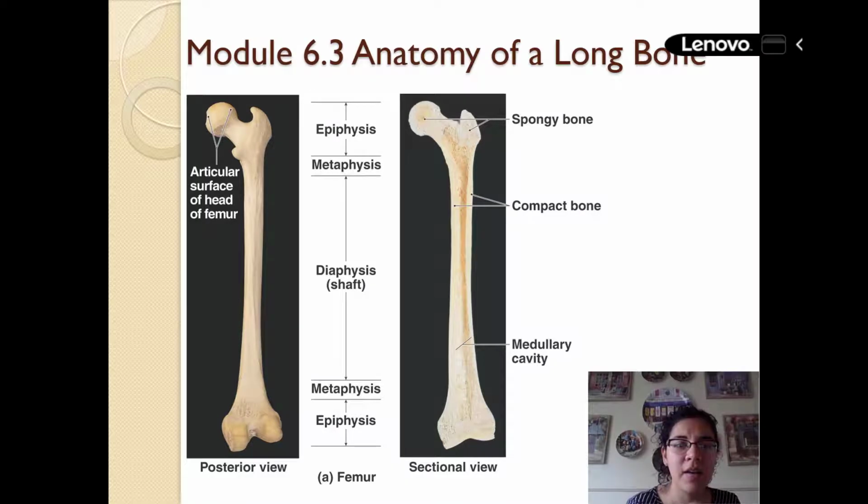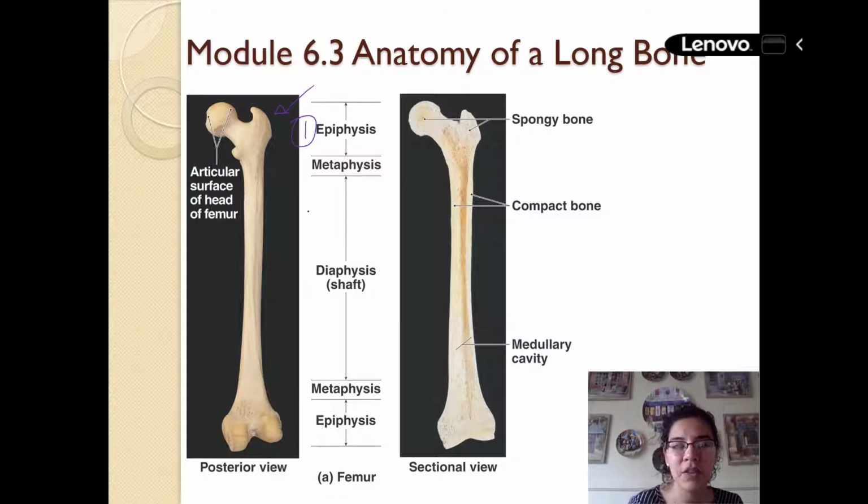Here we have the femur. A long bone, as you learned in an earlier module, is longer than it is wide. This describes the overall structure of the bone. And so long bones have three regions.